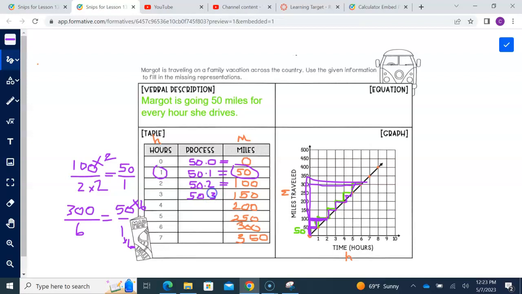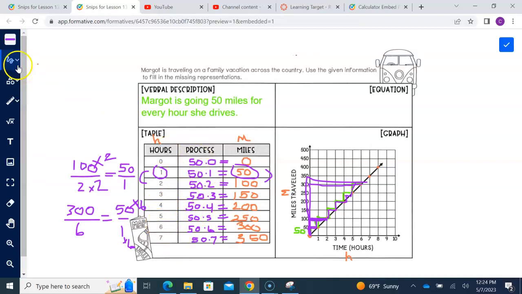50 times what our number of hours generates our miles. That would be 50 times 4, 50 times 5, 50 times 6, and they went in order, so we're just skip counting by 50 on our second column here. Every time I go up an hour, I go up 50 miles. That ratio, 50 to 1.